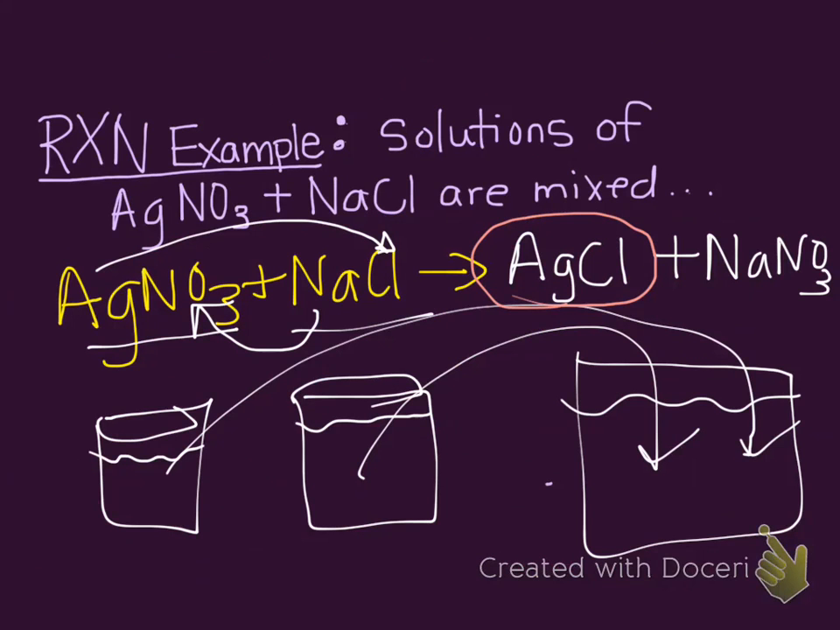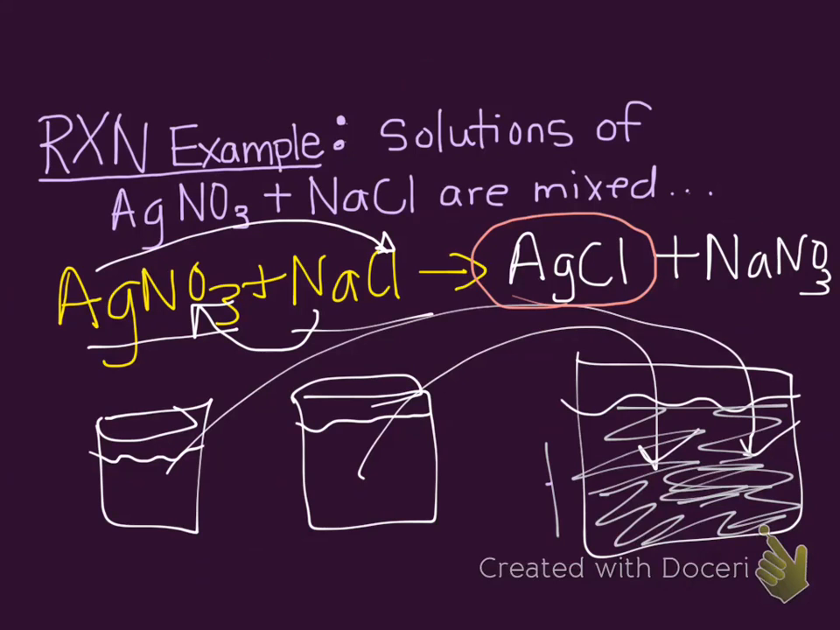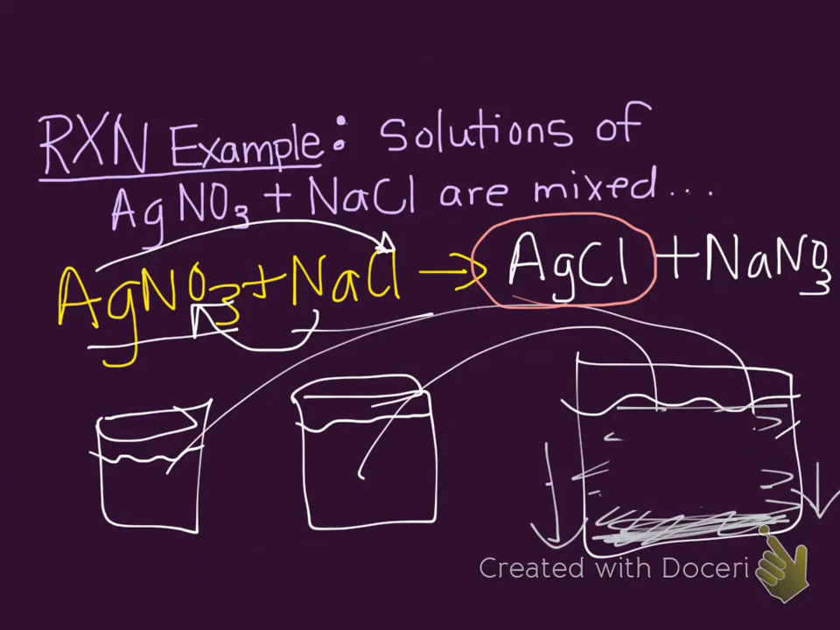So when the two of these mix together, you're going to end up forming a white precipitate, which will at first be a suspension. So you'll see cloudiness, and then after a while, that'll settle to the bottom, and you'll just have solid sitting at the bottom, and the solution above it will kind of clear up. So that's your laboratory observations.